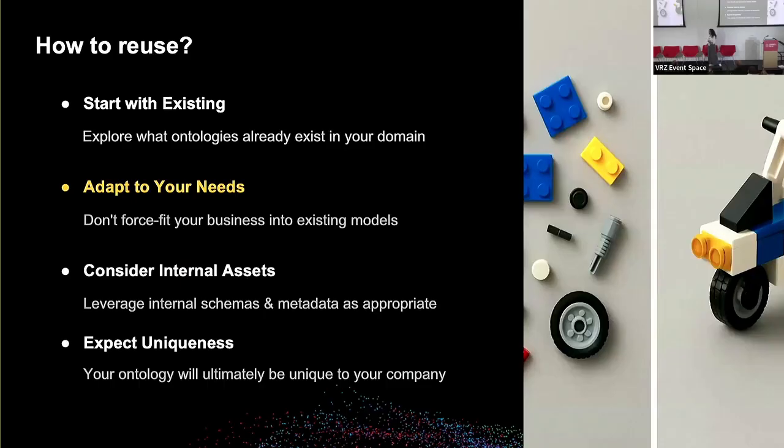The other thing that usually people don't think about when it comes to reuse, they always think about the external ontologies. They never start thinking about, hey, maybe there's a lot of stuff within the company. Maybe there's metadata models, maybe there are other data models or schemas even that I can reuse in order to make my journey a little bit smoother and faster, right? So make sure you do that as well. And expect uniqueness. Your ontology is for your business, right? So it's going to be unique, and that's great.